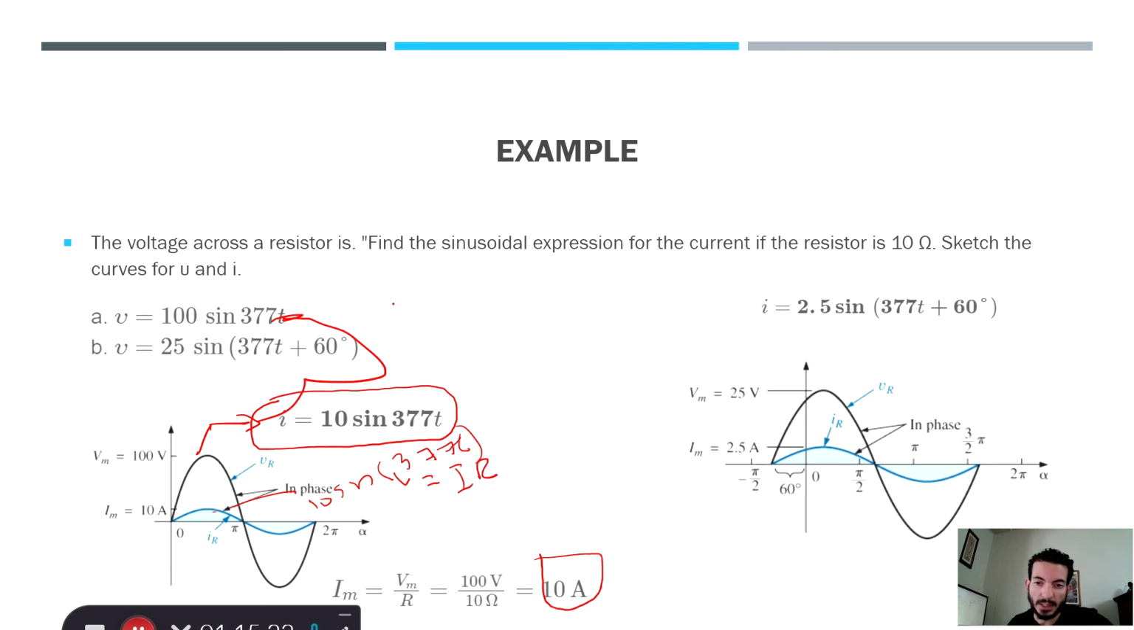But in the case of a wave with offset, remember the wave can have an offset, but going through the resistor does not add or decrease the offset. So this part stays the same. The only thing that varies is this. So 25 divided by 10 ohms is going to be 2.5. So the new wave is the same input wave with a smaller amplitude, in the sketch right here.